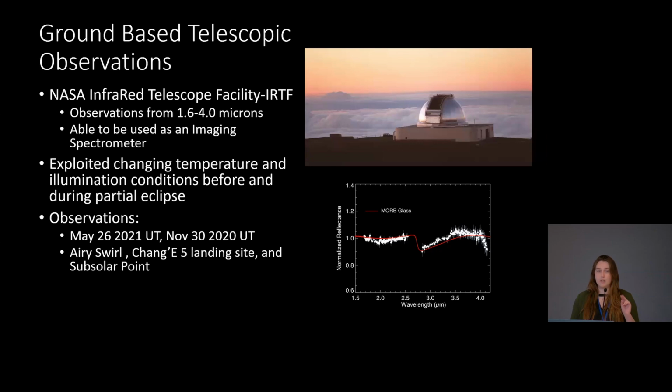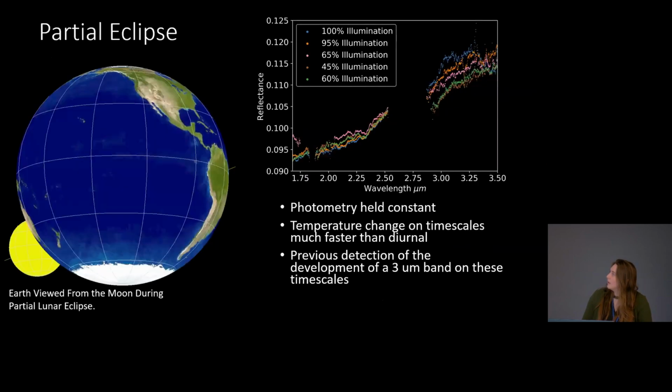So I'm going to be using observations from two different nights. The May 26, 2021 night is for when I talk about observations of the subsolar point. And then the November 30th, 2020 night is observations of the Chang'e 5 landing site, and then the Airy Swirl, which is the main part.